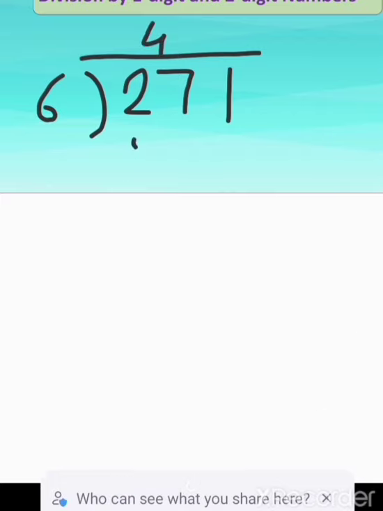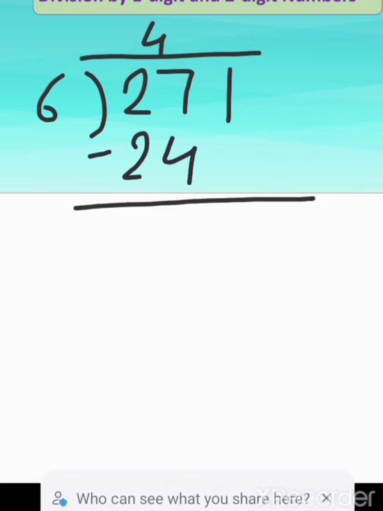6 4s are 24. Now do the subtraction. 7 minus 4, it will be 3. 2 minus 2, it will be 0. Now you will copy the next digit, that is 1. Now I have got 31.